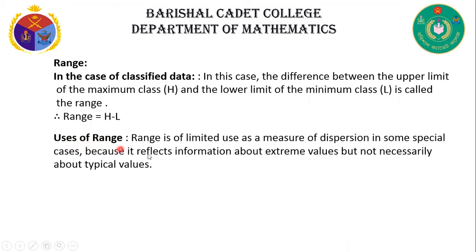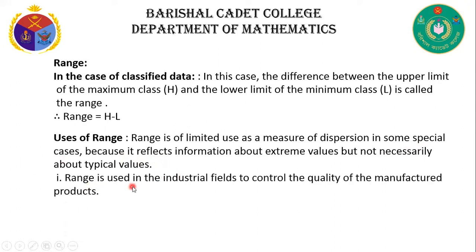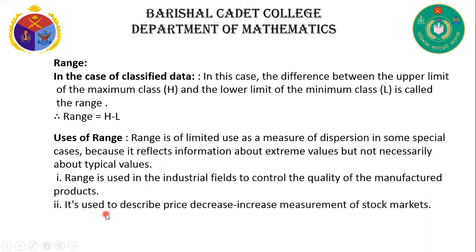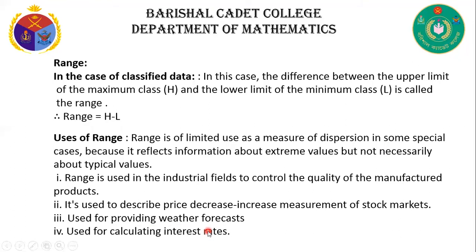That means upper limit of the maximum class H minus lower limit of the minimum class L. Now, uses of range. Range is of limited use as a measure of dispersion in some special cases because it reflects information about extreme values but not necessarily about typical values. Range is used in the industrial field to control the quality of manufactured products. It is used to describe price decrease and increase, measurement of stock markets, for providing weather forecasts, and for calculating interest rates.